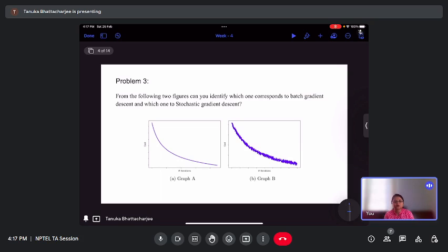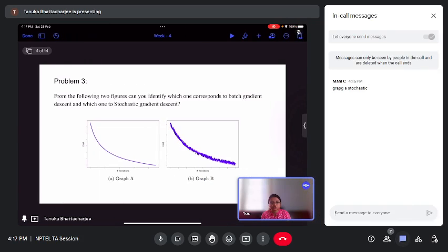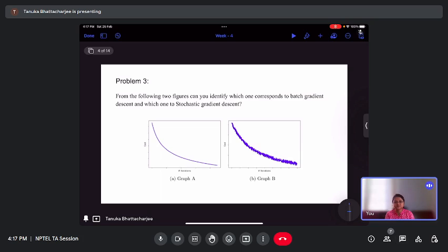Okay. So, Mani, your answer is not correct. Graph A is basically the batch gradient descent. This is batch and this is stochastic.